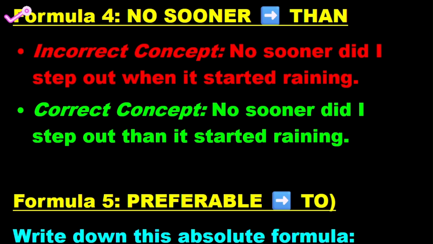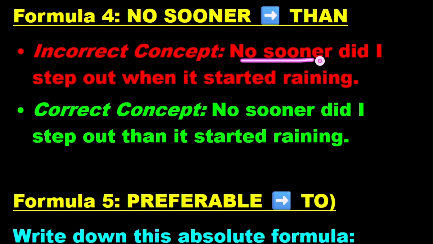Formula number 4 is a structural masterpiece. Write this down. No sooner always pairs with than. The examiner's absolute favorite trick here is to replace than with when or then, spelled with an E.